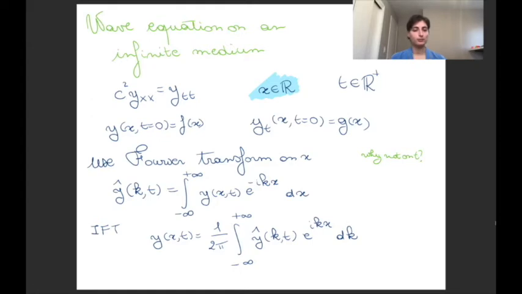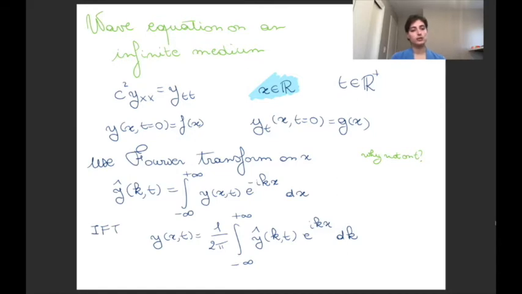Now, I will not give you the solution, but I want you to think a little bit: why are we not using a Fourier transform with respect to t? Why did we choose x? Anyway, we're going to work with a Fourier transform with respect to x.